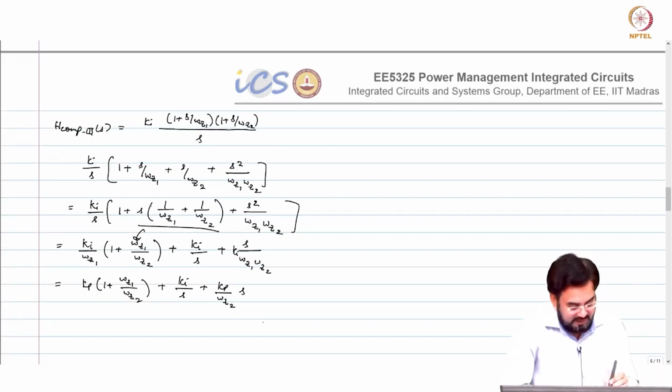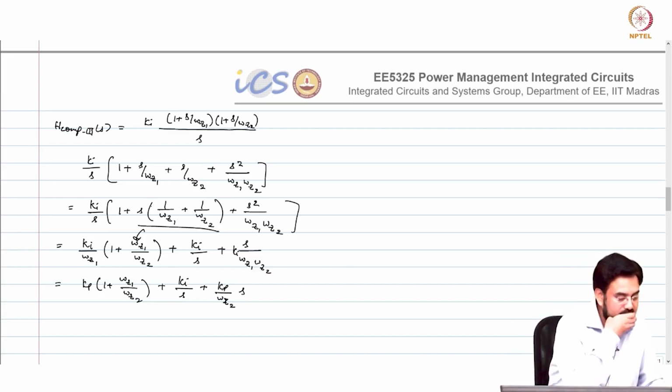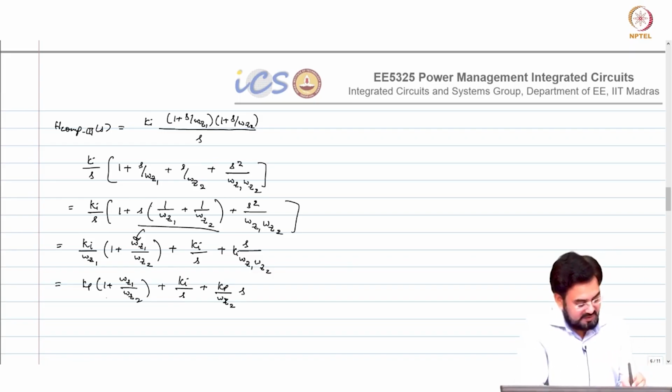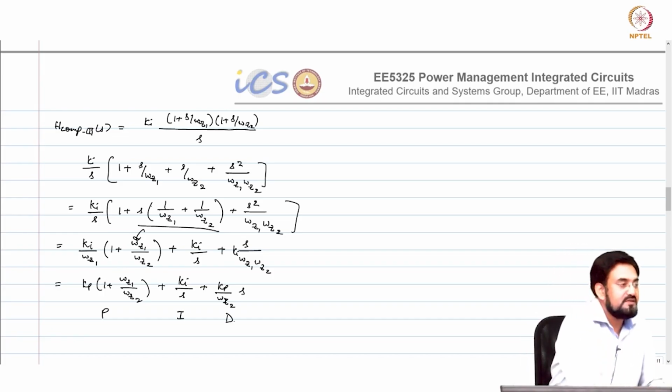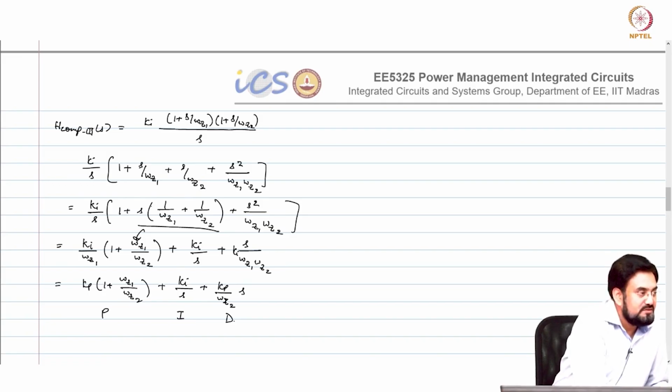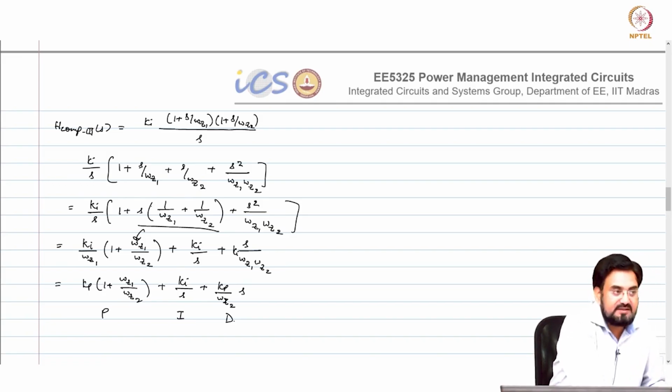Okay, I can write like this. So what is this? Proportional, integral, derivative. That is why we call PID type 3 as PID.